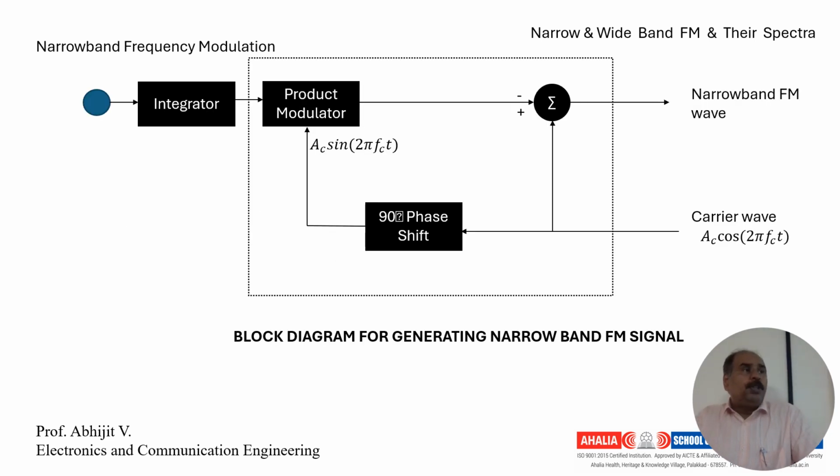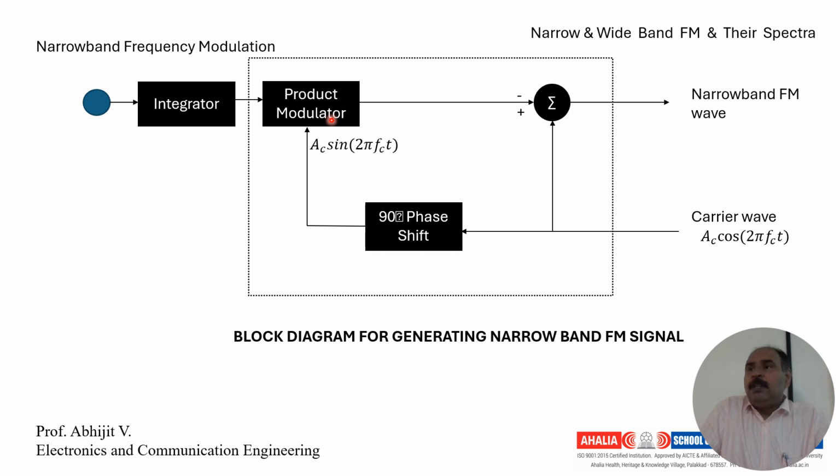So now how are we going to generate a narrowband FM signal? The block diagram for generation of a narrowband frequency modulated signal has an integrator, a product modulator, and a phase shift, and you get the output. This is a carrier wave oscillator. We have a crystal oscillator here, which generates the carrier wave with a frequency Fc and an amplitude Ac. With a phase shift, we feed it into a product modulator. The product modulator is the heart of the narrowband FM generator.